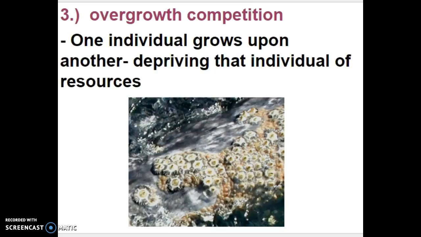Overgrowth competition often happens with plants. This is where one individual grows upon another, depriving that individual of resources, usually sunlight, maybe water, maybe soil resources. Here we have some barnacles. Barnacles are living organisms, and they will grow and compete one on top of the other. So he who is on top gets the best types of resources, and if you get buried, then you lose.